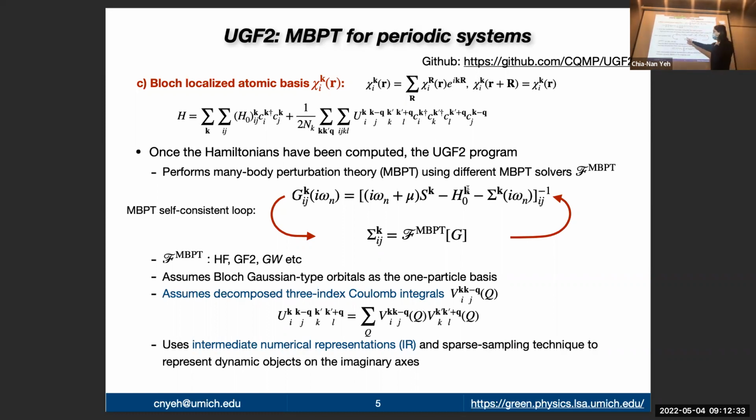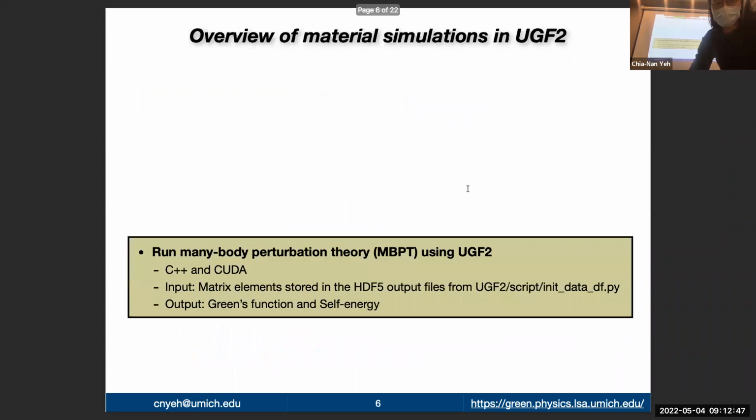And for all the dynamic quantities, this self-energy and Green's function, we use the intermediate representation and sparse sampling technique to represent, to expand them. So this is the part I'm going to focus on today.